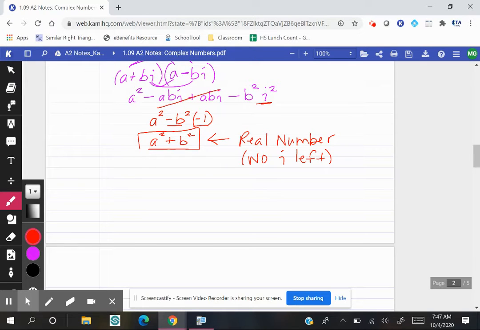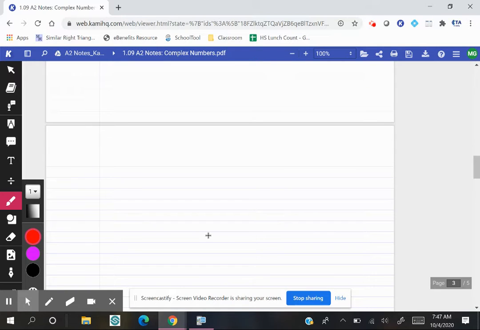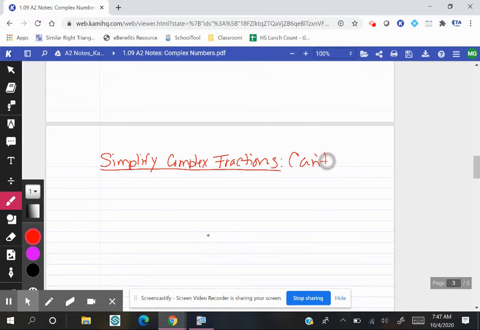Okay, let's simplify some complex fractions. Simplify. So when we do this, what I want you to be thinking about is that you can't leave i in the denominator. Just like we don't want a radical in the denominator, we don't want an i in the denominator. So whenever you see an i in the denominator, we have to get rid of it.